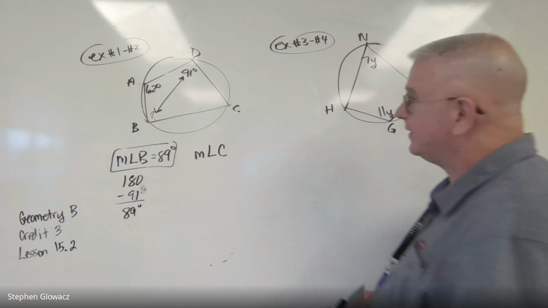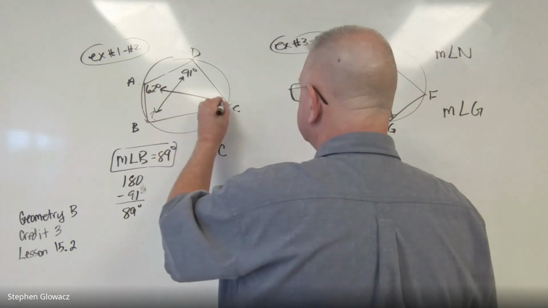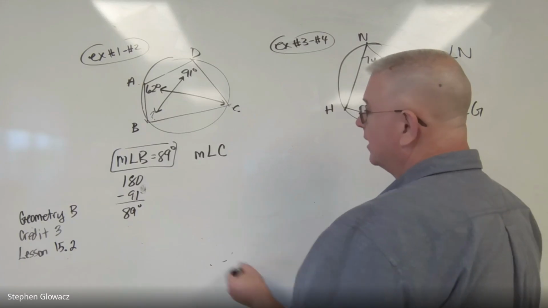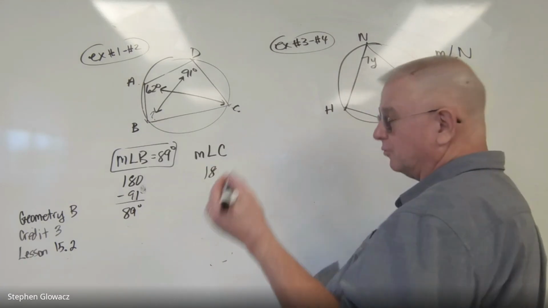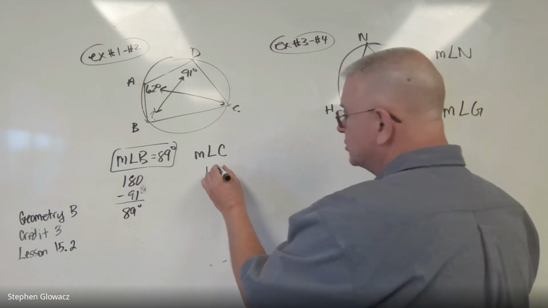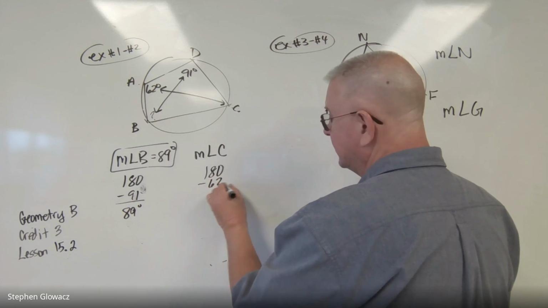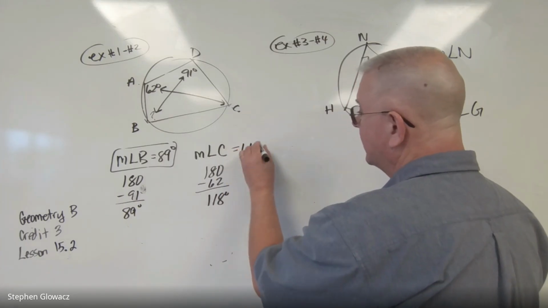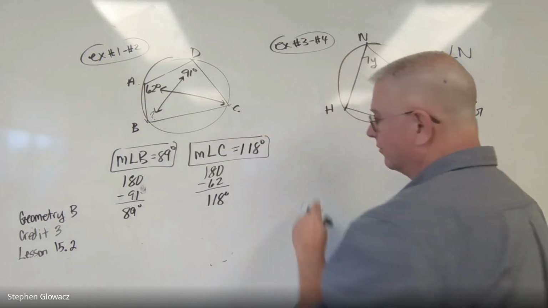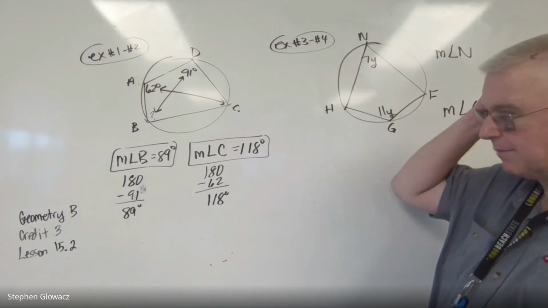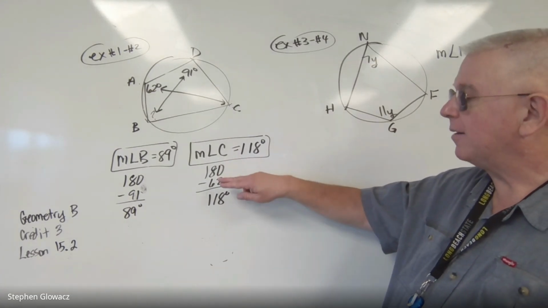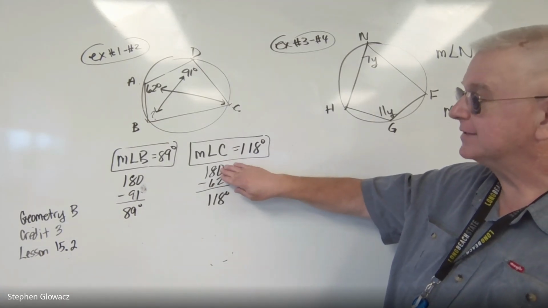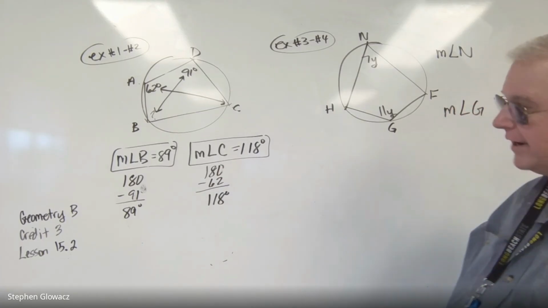Angle C, same idea. Angle C is opposite angle A, so angles C and A are supplementary. Again, supplementary means they add to 180. So we would just go 180 minus 62, and that gives us 118 degrees. So the measure of angle C would be 118 degrees. You might wonder, when we're dealing with supplementary, is it always 180 minus the angle you know to find the other angle? Yes, because supplementary means the two angles add up to 180 degrees.